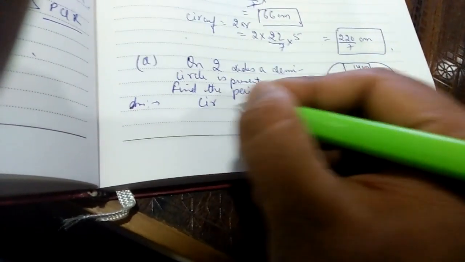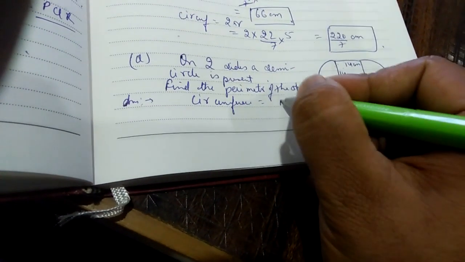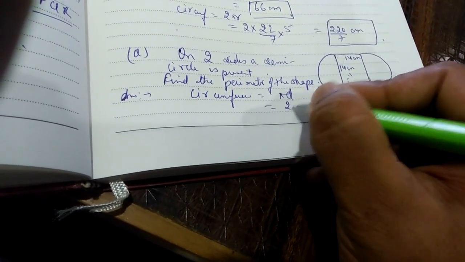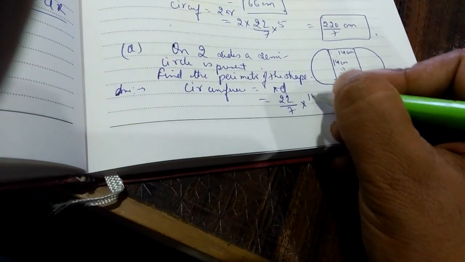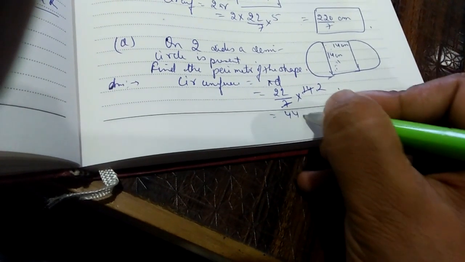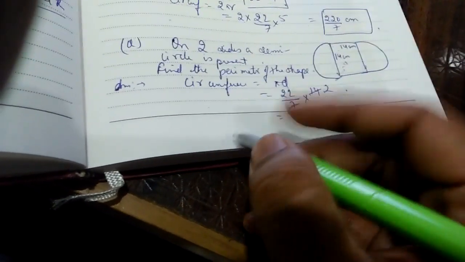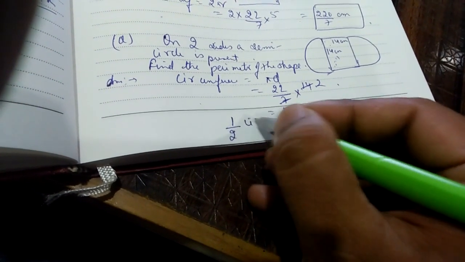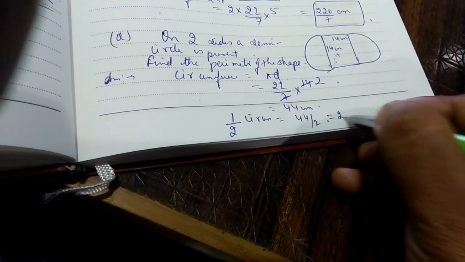Okay, so full circumference is equal to pi d. Okay, so pi is 22 by 7, diameter is 14. So 44 centimeters, but that is the entire circumference. This is only a half circle, so half circumference is equal to 44 by 2, which is 22 centimeters.